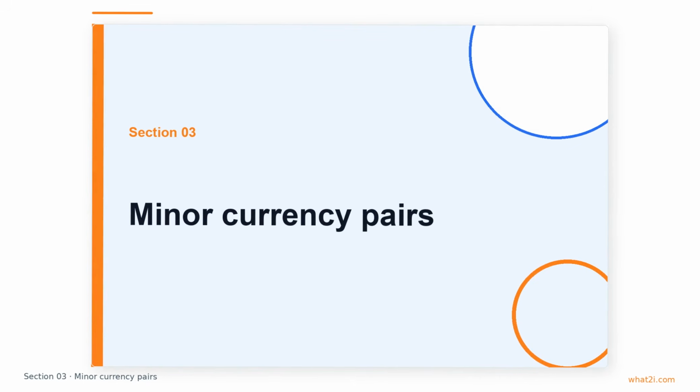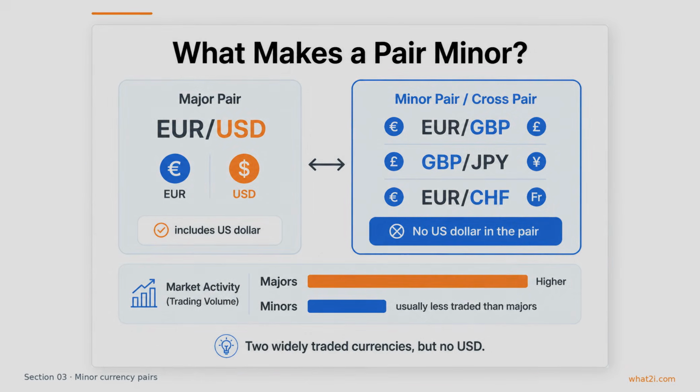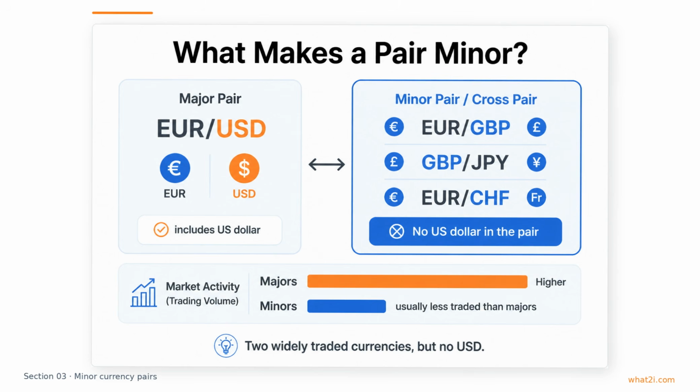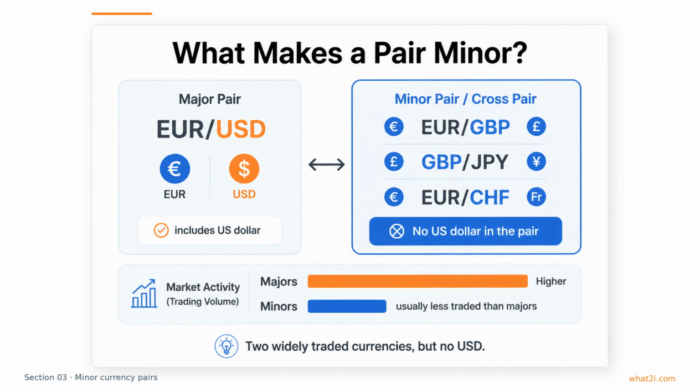Section 3. Minor currency pairs. Beyond the majors, the next group to understand is the minor pairs, also called cross pairs. A minor pair combines two widely traded currencies without using the US dollar. Examples include EUR/GBP, GBP/JPY, and EUR/CHF. These are still important and actively traded, but they usually see less volume than the majors.